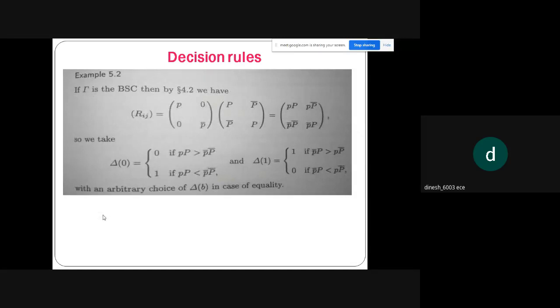For maximum backward probability, we need to choose this. So this is always equivalent to the maximum joint probability. So we'll see that with an example. So the example is this. The decision of B lies over in the case of equality.